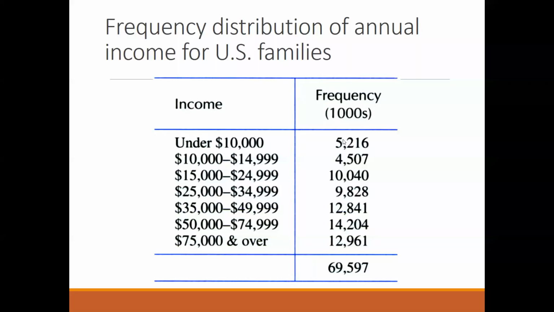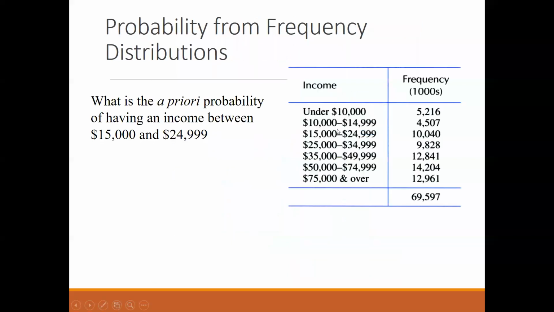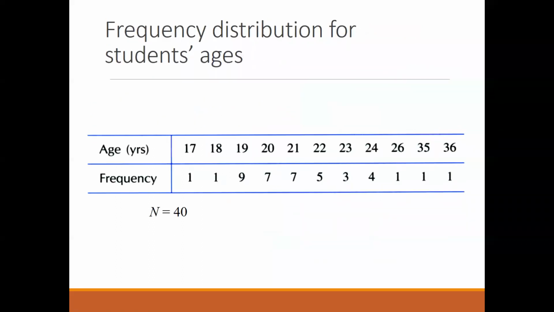Let me go to the next slide. Okay, now this I already asked you to do, and I think everyone has done it properly. Now let us take one more example of the frequency distribution for students' ages. We have the frequency given down and the total is coming to 40. Now, as you are already aware of how to do it, can you tell me the probability of a student whose age is greater than 20 and less than 23?